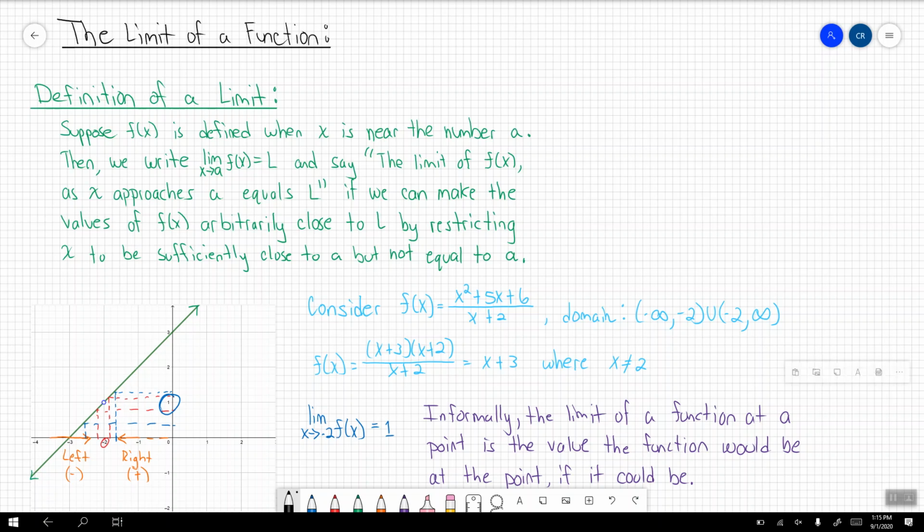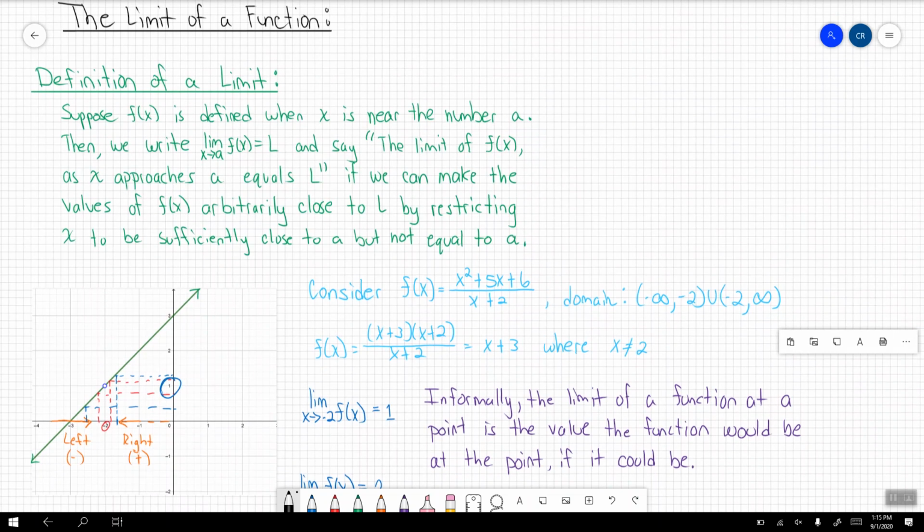In order to illustrate this a little bit more, I want to look at this example on screen. It says, consider your function f of x, which is x squared plus 5x plus 6, all divided by x plus 2. The domain for this function is all the real numbers except x equals negative 2, simply because negative 2 would make the denominator undefined and we would have issues. Or you could say that it would make the denominator and the numerator both be 0, and then we have indeterminate form.